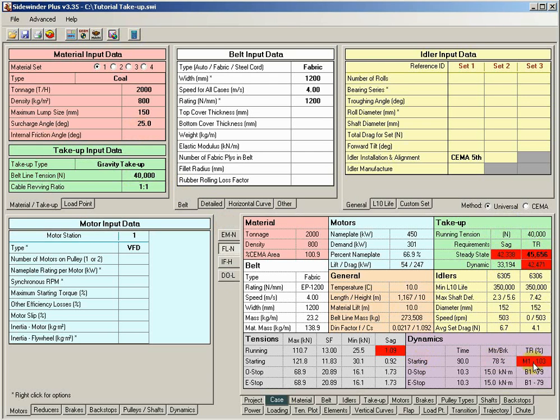So it's kind of nice. It points those out right away. In fact, down here it says, hey, you're slipping the motor during starting. Boom, you're at 103% of your tension ratio. So, all right.